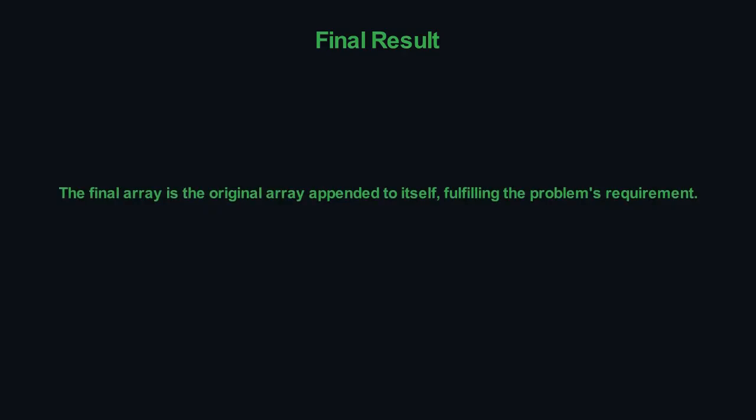This stream isn't an array yet. It's a sequence waiting to be materialized. Next, the ToArray method takes this entire sequence and allocates a new array of the exact size needed to hold all 6 elements. It then populates this new array with the elements from the concatenated stream, resulting in the final array, 1, 2, 1, 1, 2, 1. The final array for input 1, 2, 1 is 1, 2, 1, 1, 2, 1. This is correct because it's simply the original array appended to itself, fulfilling the problem's requirement.